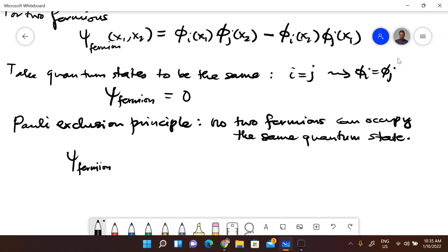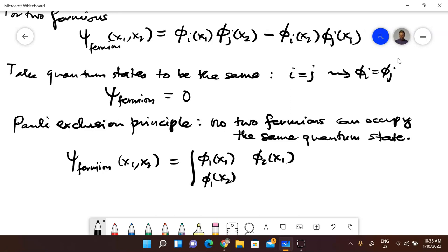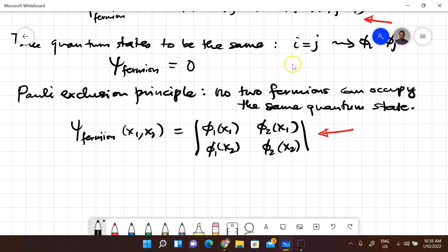as a determinant. So here I'm writing x1 and x2 to be your rows, and the quantum numbers to be your columns. If you take the determinant of this, it is essentially equivalent to that. A generalization of this, say to three fermions, you can just write in terms of determinants.